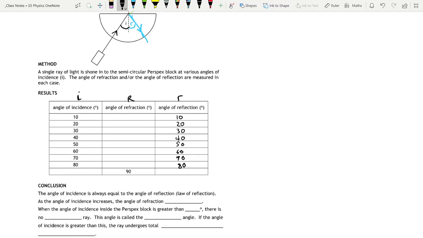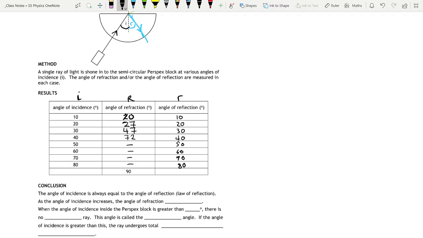So at an incidence of 10, the angle of refraction is 20. At an incidence of 20, it's 27. Let's write that in. At 30, it's 47. At 40, it's 72. And at 50, there isn't a refracted ray anymore.